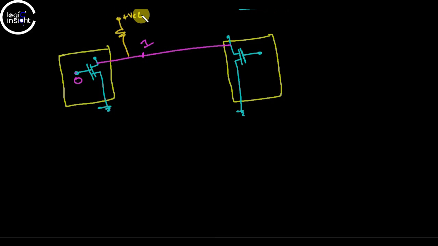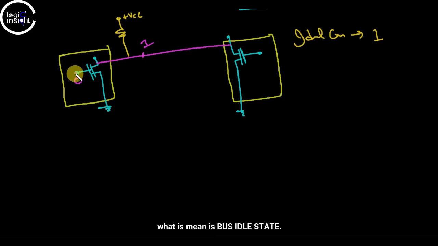So by seeing, we can say that the ideal condition is always 1, because if we don't turn this on, it is always in a floating state. To avoid that floating state, we connect VCC through this pull-up.